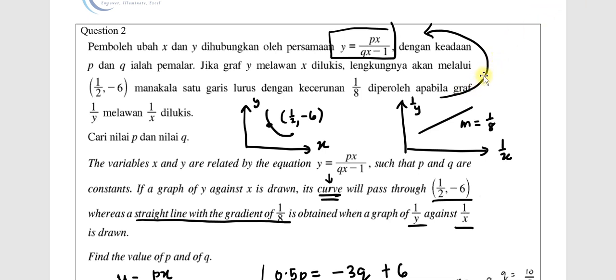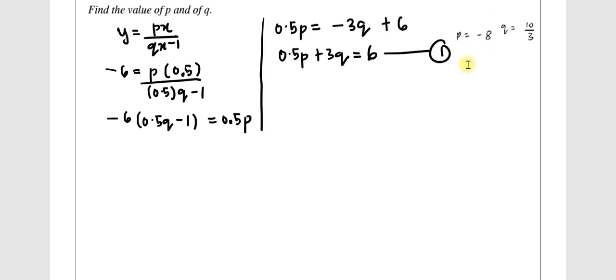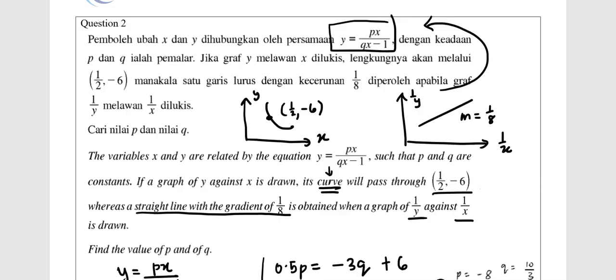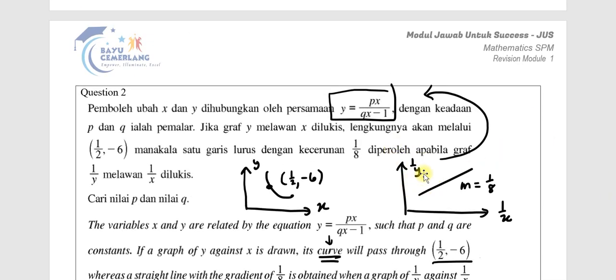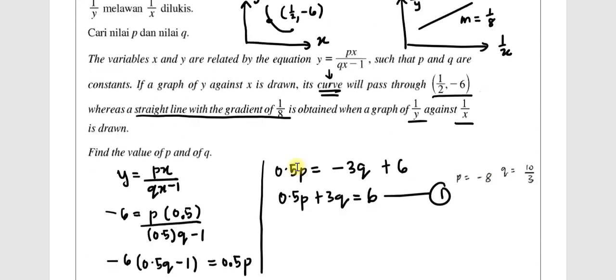So maybe we think in reverse, can or not? Like we convert the non-linear to linear first and see how things go. Since they didn't give the y-intercept, we cannot do that. Okay, so I convert the linear into non-linear form. You are given y is equals to px over qx minus 1. And you see the linear form, the y is 1 over y and x is 1 over x.